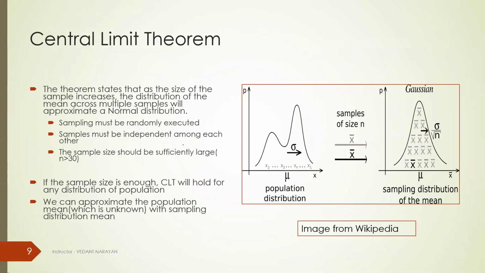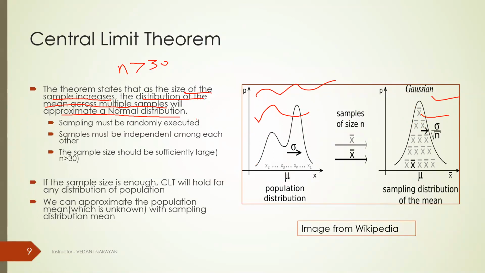The central limit theorem states that as the size of the sample increases, as a thumb rule n should be greater than 30, the distribution of the means across multiple samples will approximate a normal distribution. So we can have a population of any shape, it can be of this shape or this shape or any shape, but the distribution of the sample statistic will always follow a Gaussian or normal distribution. In our case, the sample statistic is the sample mean.